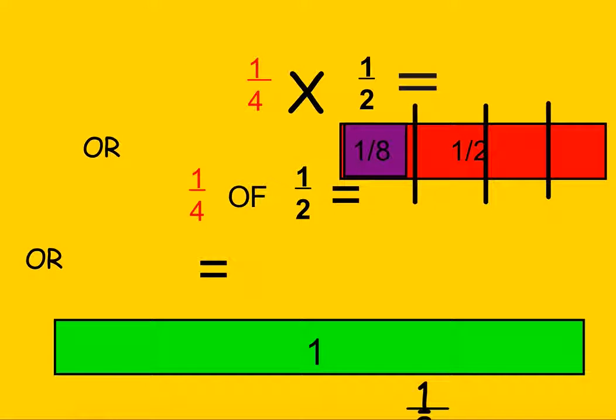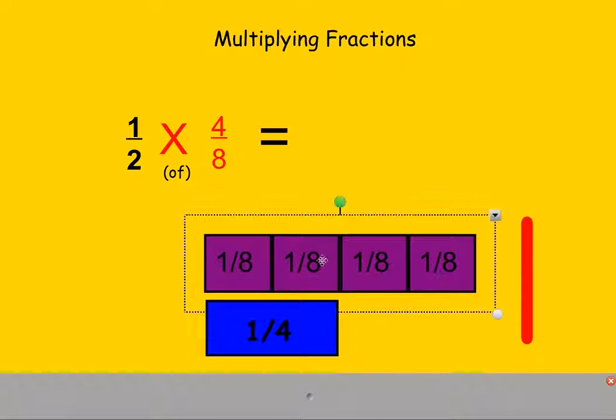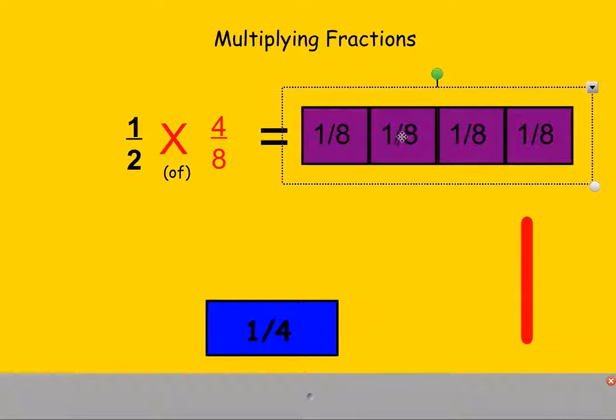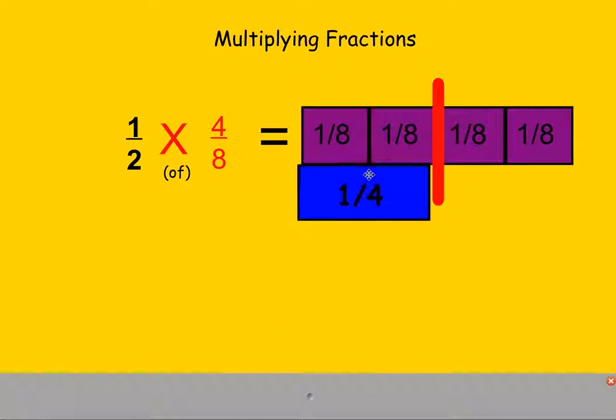Well, let's look at another one. This one says 1/2 of 4/8. So I need 4/8. So there's 1/8, 2/8, 3/8, 4/8. Now I need 1/2 of that. So if I cut that in half, I end up with a piece that's 1/4 big. So let's see what I'm doing. Has anyone figured it out?